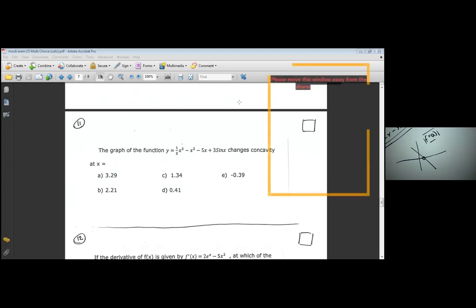Could you show what we're supposed to be graphing again? Here's the second derivative. And then we're looking for where it changes concavity. So that would be the zeros of that function.